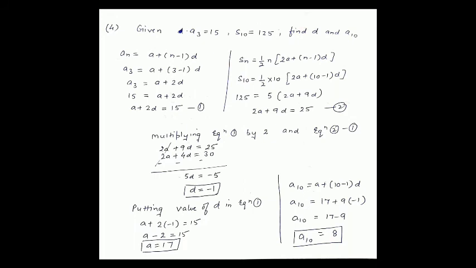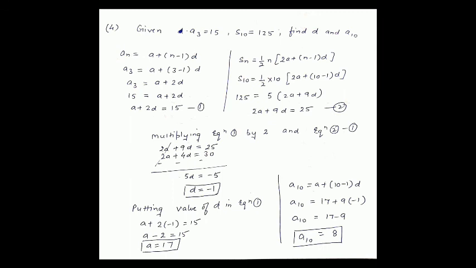Now come to the fourth part. Given A3 is equal to 15, S10 is equal to 125, find D and A10. So here first of all we will apply AN is equal to A plus N minus 1 into D. As A3 is given to you, in place of N we will put 3. So A3 is equal to A plus 3 minus 1 into D, so A3 is equal to A plus 2D. A3 is given to us as 15, which is equal to A plus 2D. We will rearrange it as A plus 2D is equal to 15, and make it equation 1 because there are two unknowns.